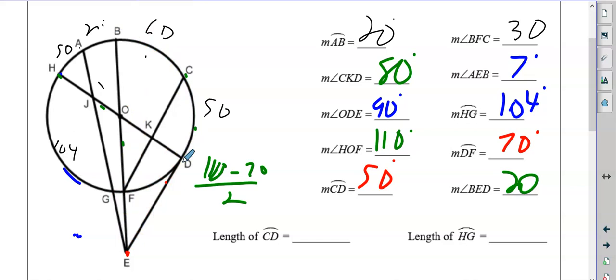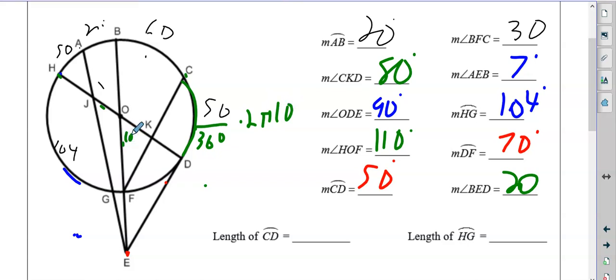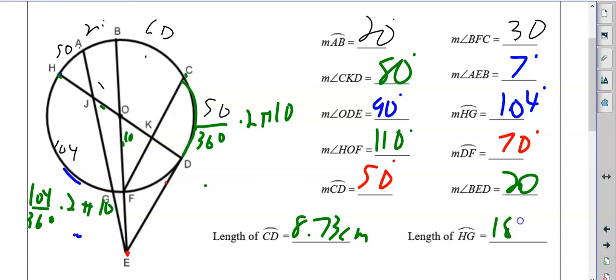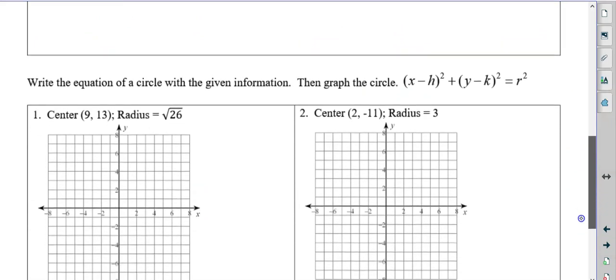Now let's get into some lengths. CD here is 50. So to find length, we do 50 over 360 times 2 pi r. And we know that r is 10, because we were told that this was 10. And so when we crunch those numbers, we end up with 8.73 centimeters. Length of HG, similar concept. It's 104 over 360 times 2 pi 10. Put in your calculator, let it crunch it for you. You get 18.15 centimeters. Might be a section you want to go back over and double check. There's a lot going on there.